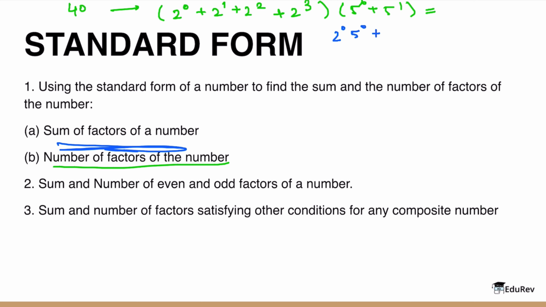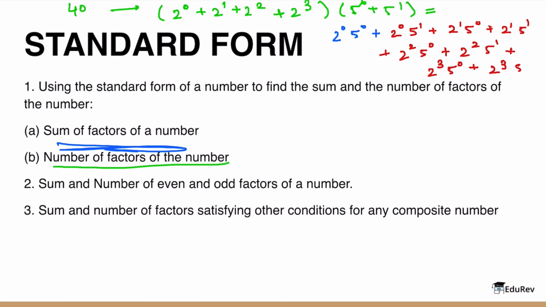So if I'm going to open the bracket, it will be 2 to the power 0 times 5 to the power 0, then 2 to the power 0 times 5 to the power 1, then 2 to the power 1 times 5 to the power 0, then 2 to the power 1 times 5 to the power 1, then 2 to the power 2 times 5 to the power 0, then 2 to the power 2 times 5 to the power 1, then 2 to the power 3 times 5 to the power 0, and 2 to the power 3 times 5 to the power 1.